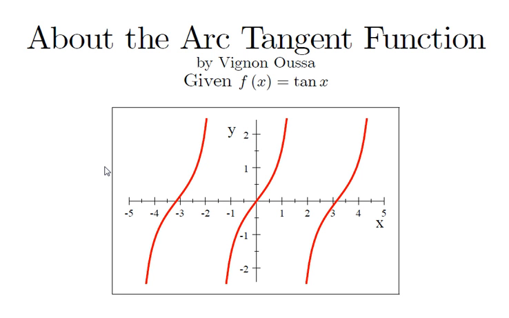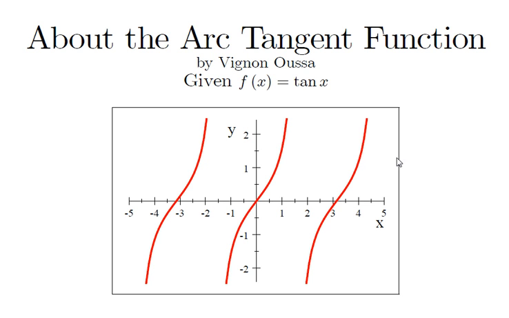Notice that the tangent function has vertical asymptotes at x equal to negative pi over 2, x equal to pi over 2, and at every point of the type pi over 2 plus k pi where k is an integer, or negative pi over 2 plus k pi where k is an integer.